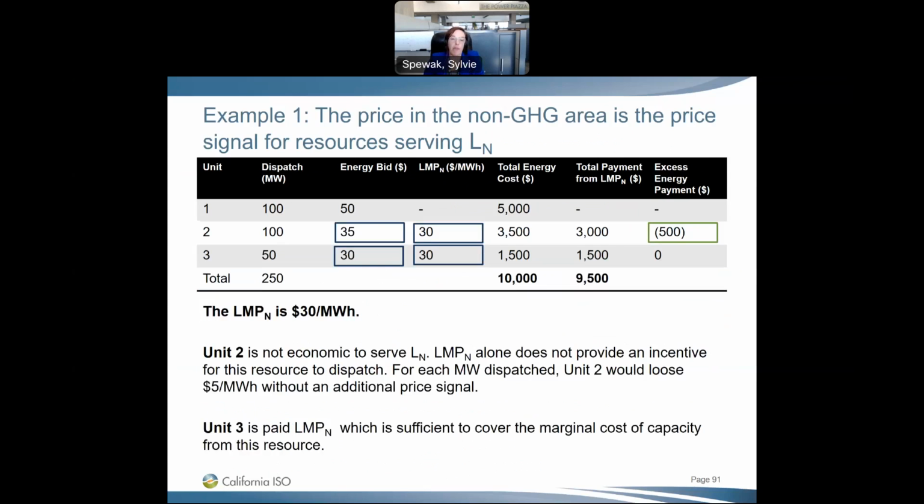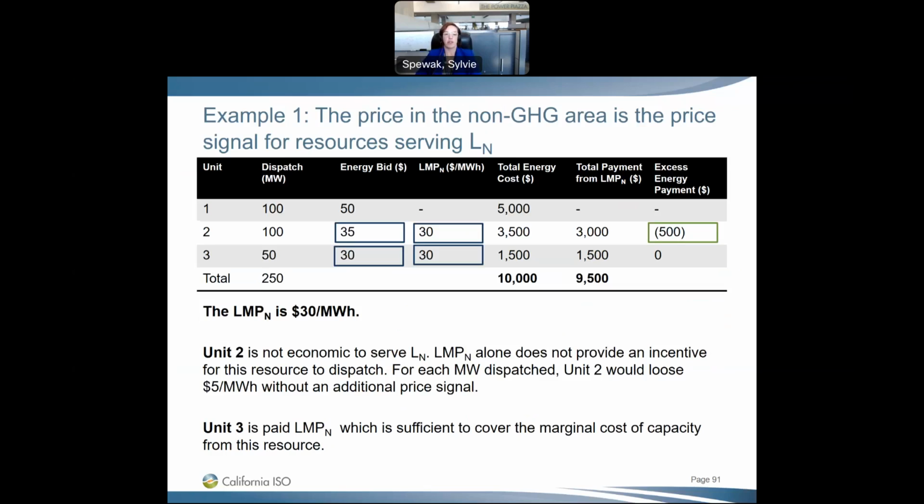So now let's talk about just the price signal for non-GHG area resources that are serving the non-GHG area. There are two non-GHG area resources, Units 2 and 3, and we're just going to consider their bid prices. Because when we consider resources for the non-GHG area, we want to remove that bid adder. So when we do, the bid price for Unit 2 is $35 per megawatt hour, and the bid price for Unit 3 is $30 per megawatt hour.